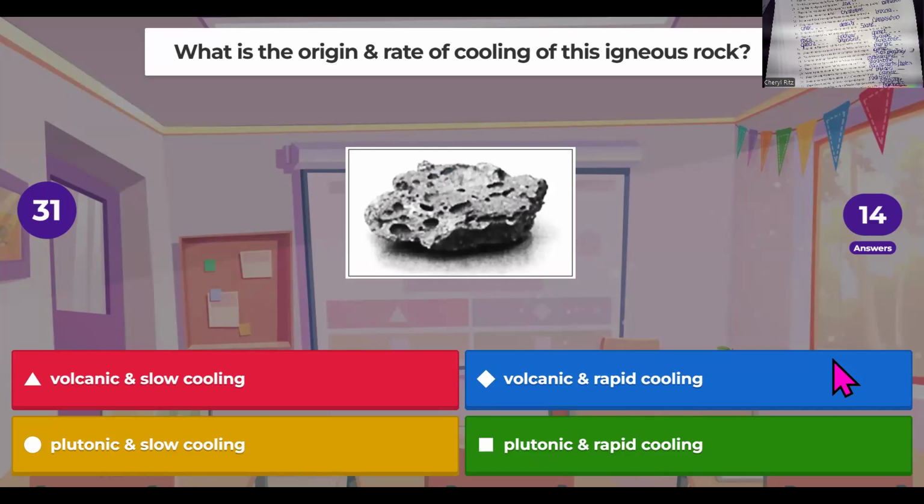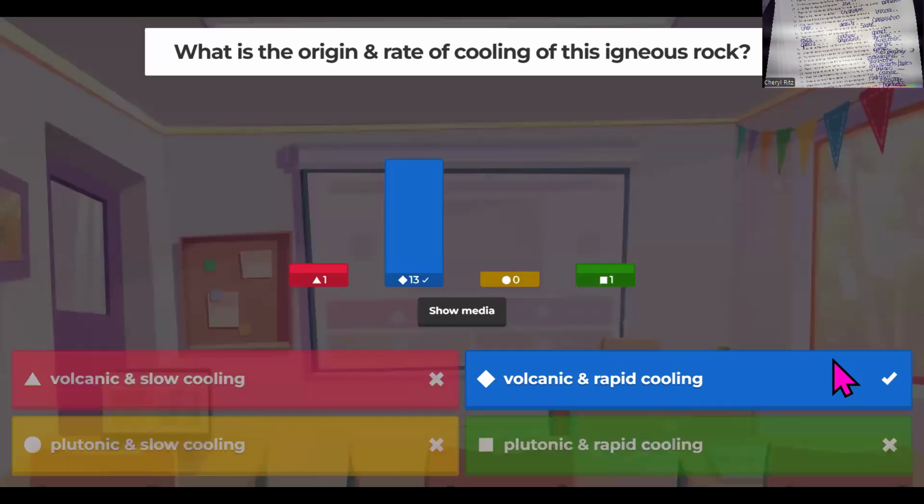Or we'll use all 47 seconds. That's right. That one. There we go.